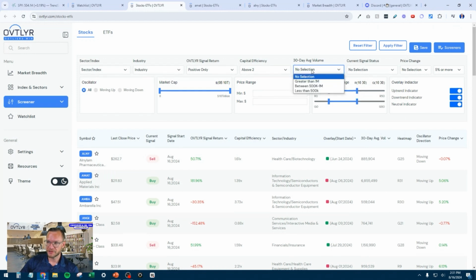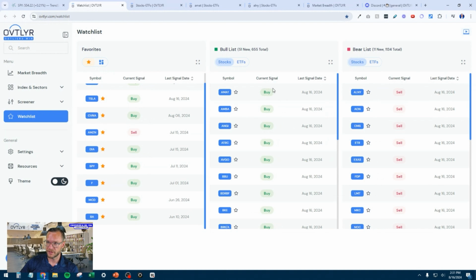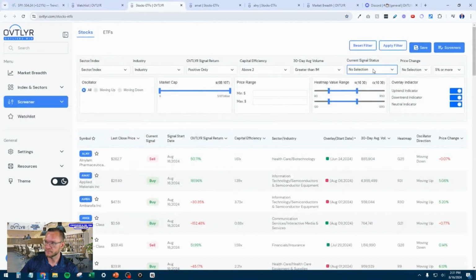And then 30-day average volume. Now, I always go over a million because I want as liquid as I possibly can. So I'll just drop right there. Maybe you like low float stock, so less than 500,000. Current signal status, buy or sell. Exactly the same as the bull or bear list, right? Buy or sell. So we'll hit buy.